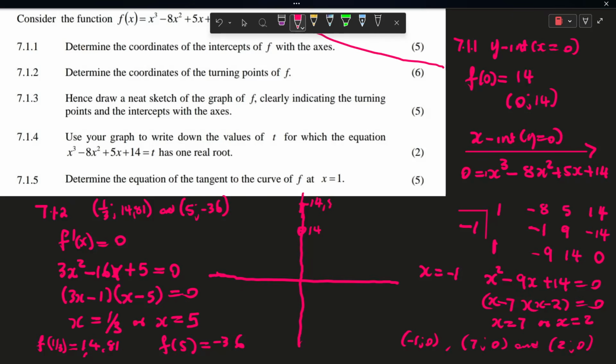This 14.81 is for the turning point. Those are the values of y. Another one this side is minus 36. Okay, and then what are the x-intercepts? We have a 7 somewhere here. Then we also have a what? A 3.